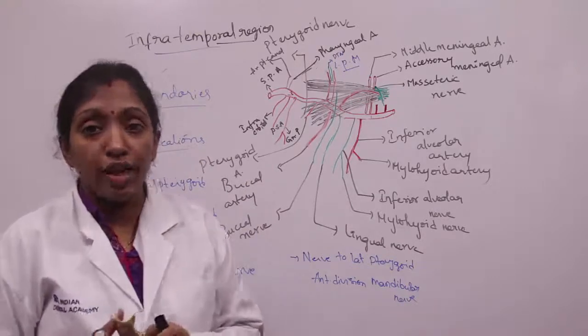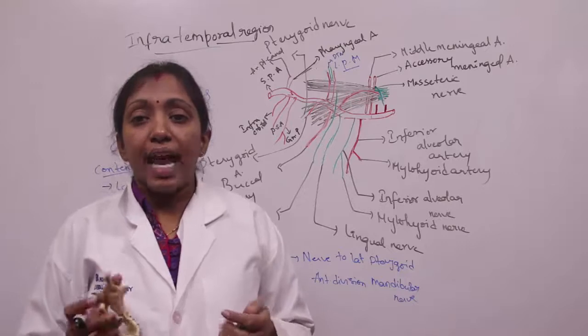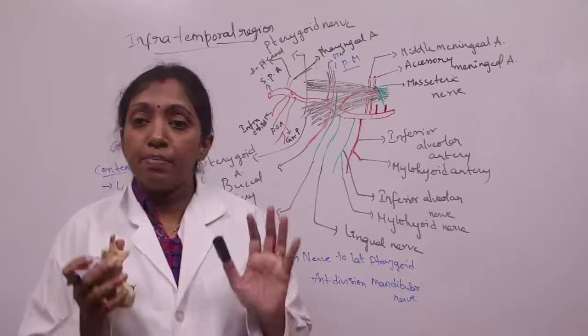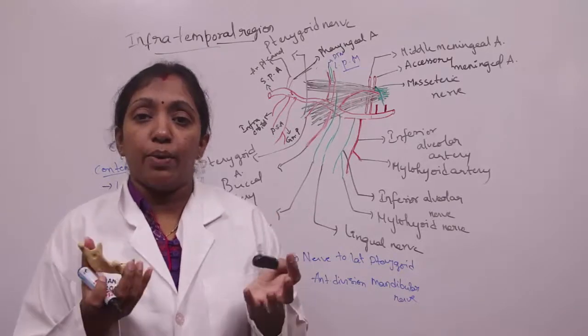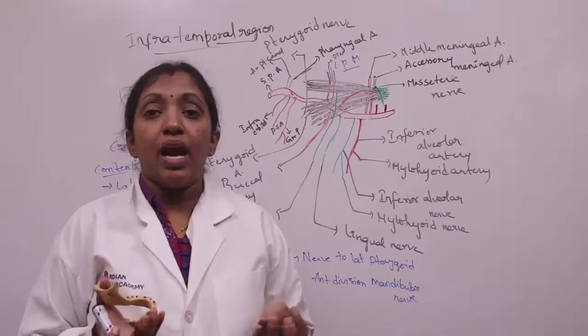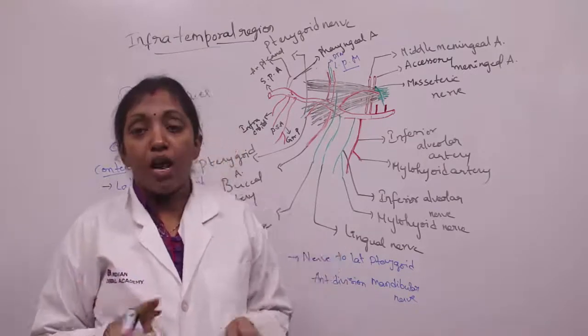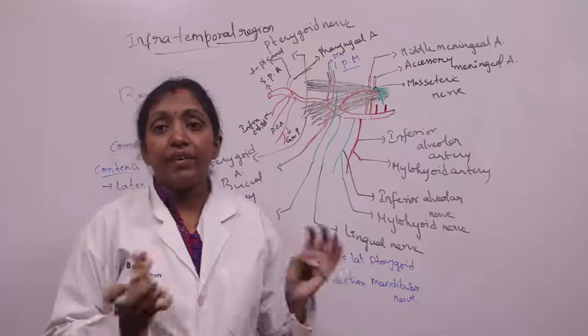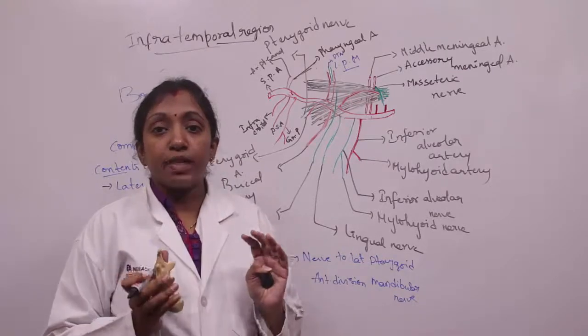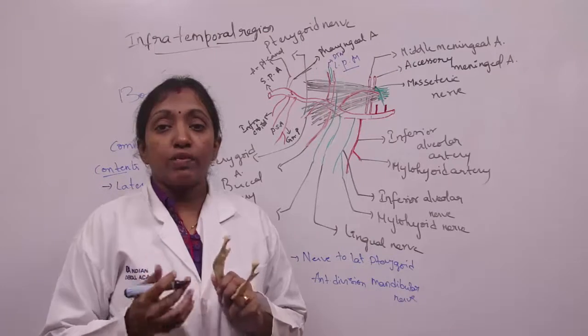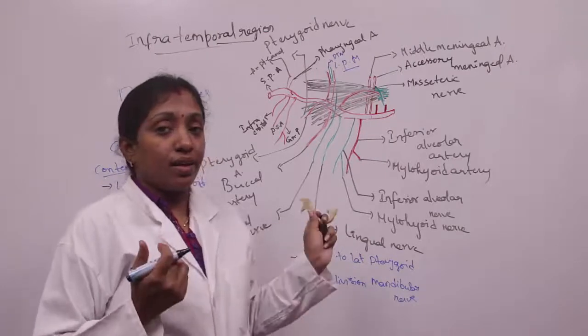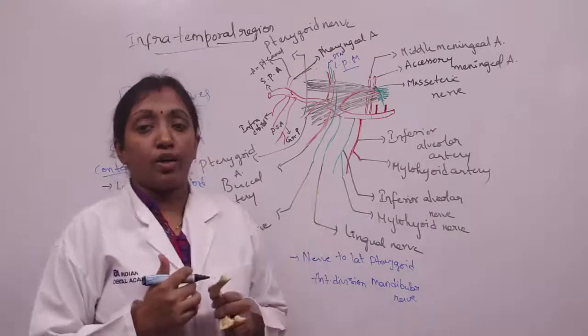Coming to the actions of the medial pterygoid muscle, it helps to elevate the mandible, and along with the lateral pterygoid muscle, it helps in protrusion of the mandible. Also, when both muscles act alternately, they help in side to side chewing movements of the mandible. So that's about the actions of the medial pterygoid muscle.